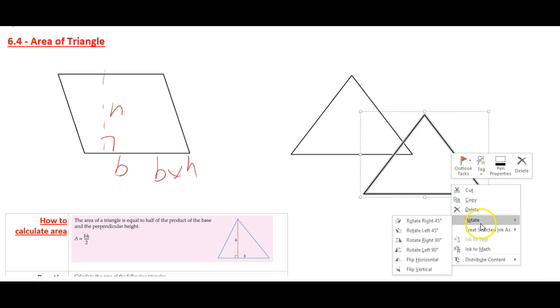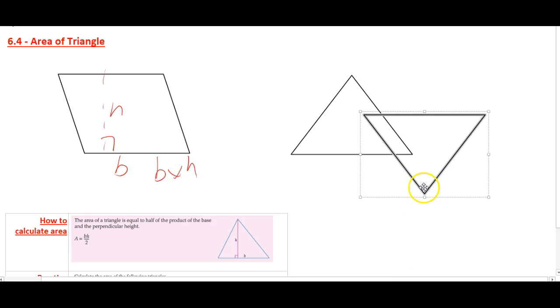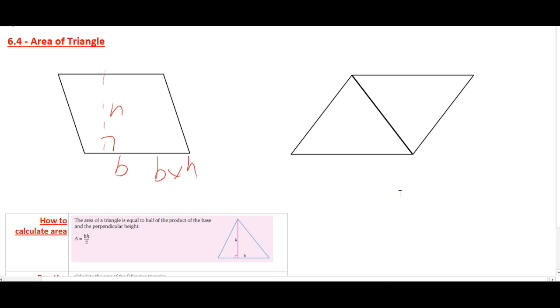Now I'm going to rotate this and flip this one upside down. If I join this to the other triangle, what I've got now is a parallelogram. All I've effectively done is double that triangle to make a parallelogram. So if I halve that result, that gives me the area of the triangle. All I need to do is halve the formula for a parallelogram to get the area of a triangle.